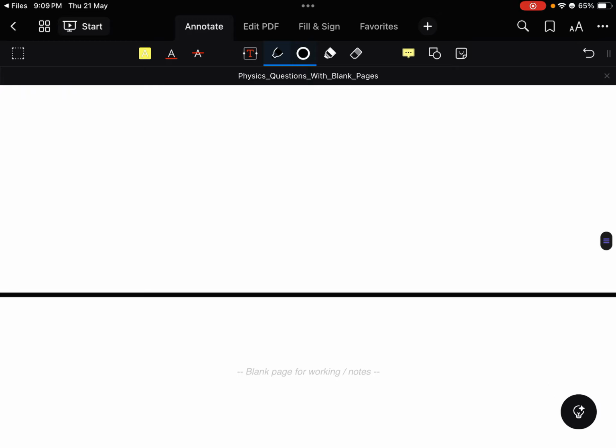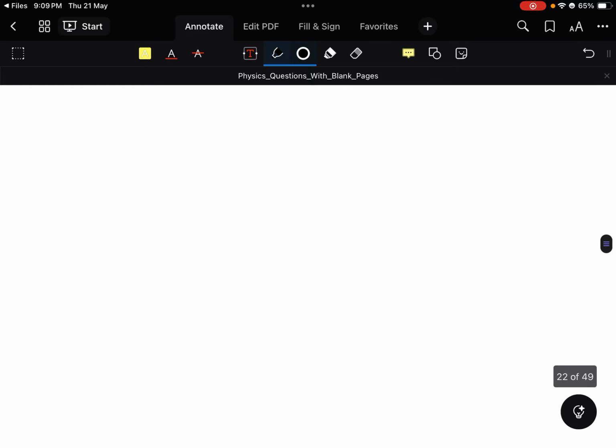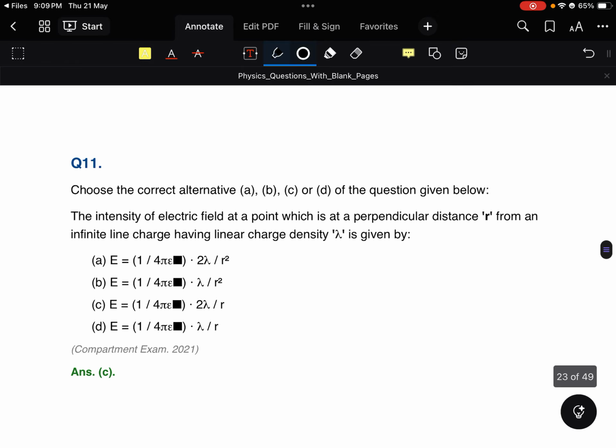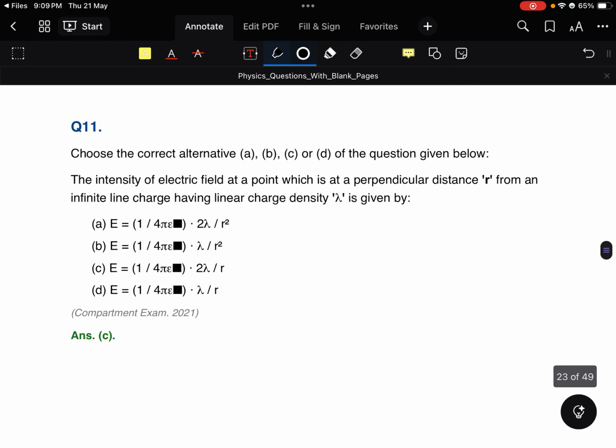It is clear. So questions are very simple here. In hit the target, the questions which have been asked in the previous years are very simple. In board, very simple questions are asked. It is clear. Now choose the correct alternative A, B, C or D.